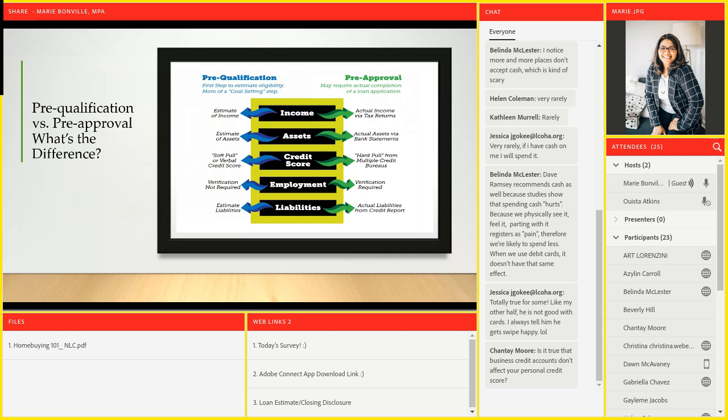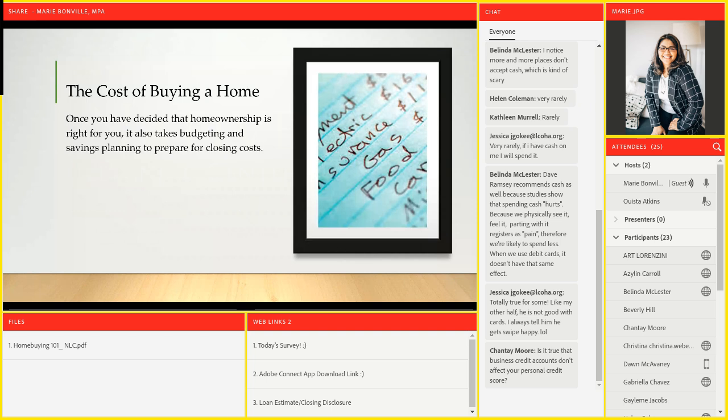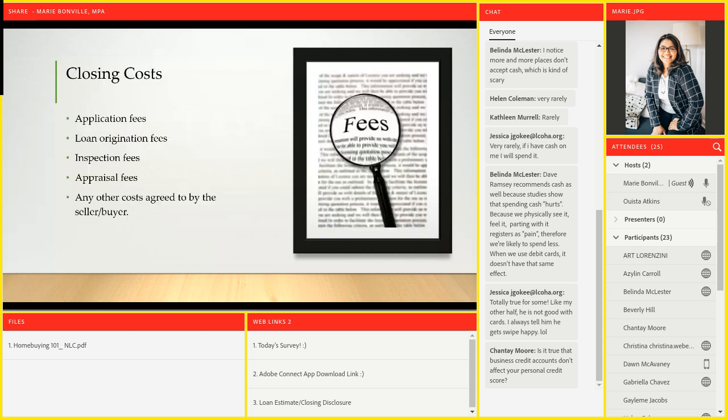So the cost of buying a home, again, going back to what we're trying to debunk, a lot of people think down payment is the only amount of money that they need for a home, and it's not. There are application fees, loan origination fees, inspection fees, appraisal fees. These are all the other things that could be a part of the transaction.